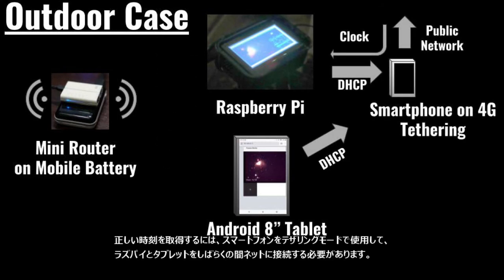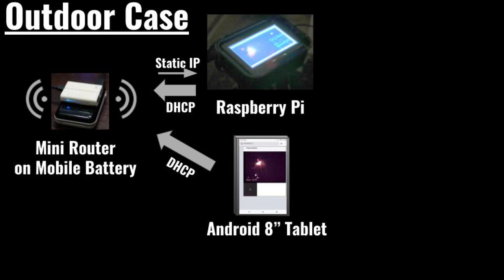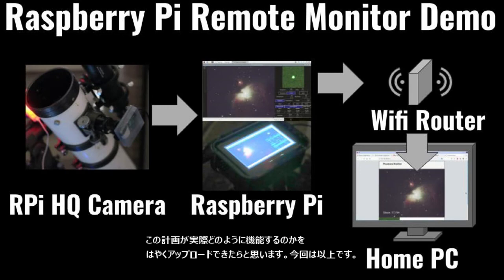In order to get the correct time of the day, I will have to use my smartphone in tethering mode to let the Raspberry Pi and the tablet connect to the internet for a while. After the correct clock is set, the Wi-Fi access point should be set back to the mini router. I hope I will upload how my plan works in a real situation soon.